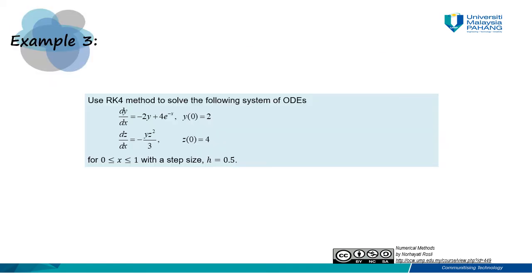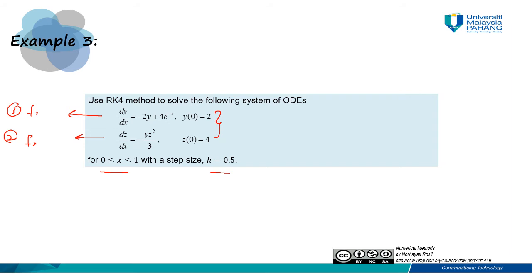Now let's try one example. Solve the system by using RK4. This is the previous example we saw for Euler. We have two differential equations. This is equation number 1, so this one will be our F1. This is equation number 2, so this will be our F2. And this is our initial condition, and the interval for x is from 0 until 1, and the increment is 0.5.